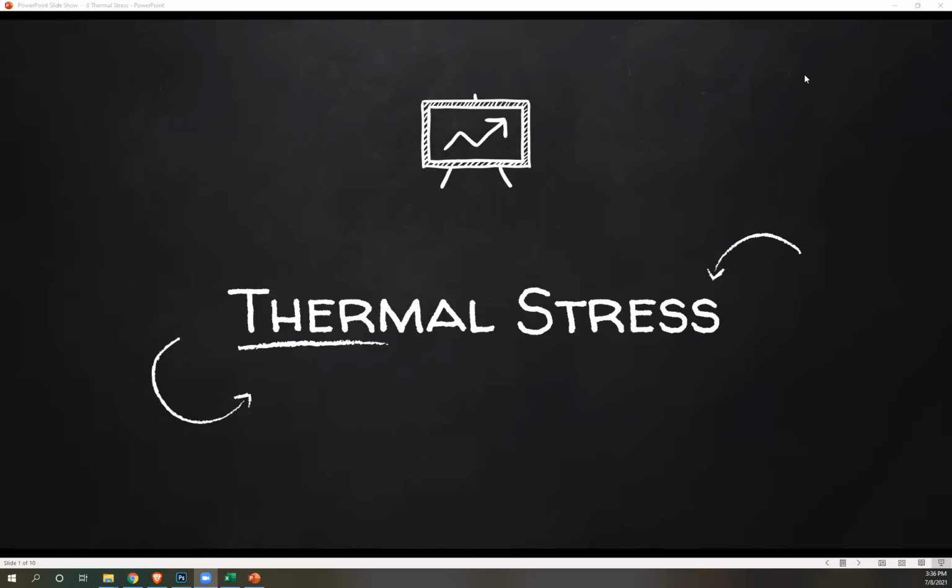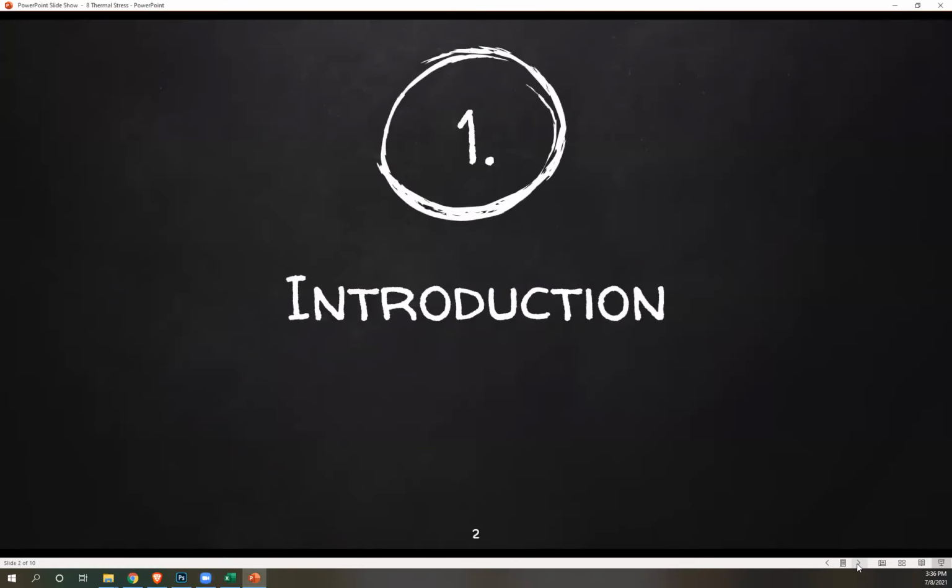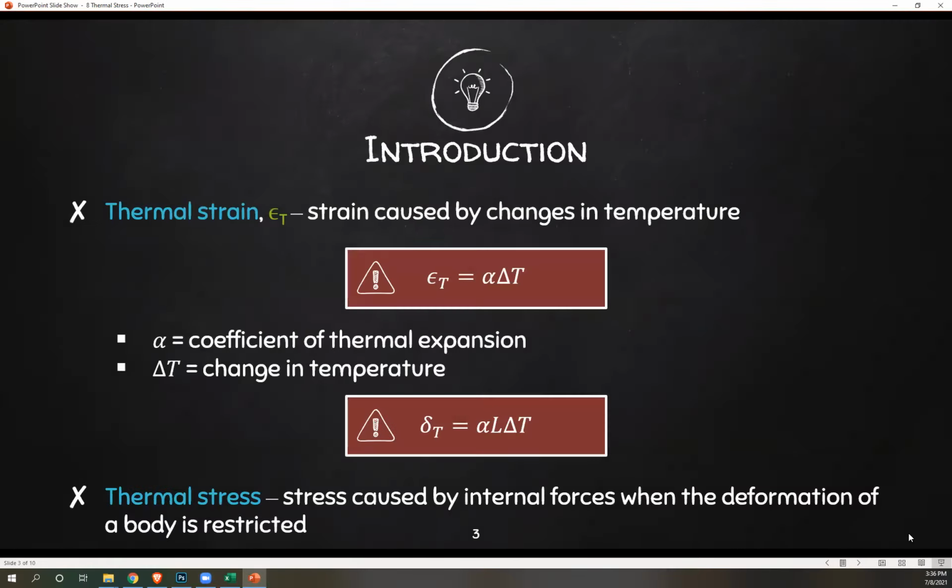The next topic is thermal stress. As usual, let's have an introduction. So before we go into thermal stress, whenever there's stress, there's strain. Therefore, we have thermal strain. And its symbol is epsilon sub T.